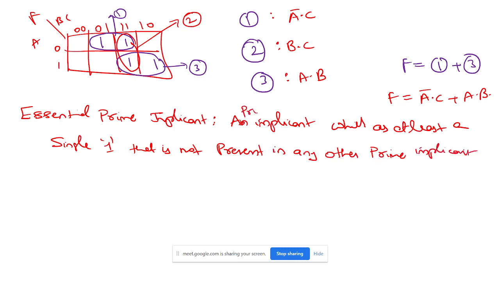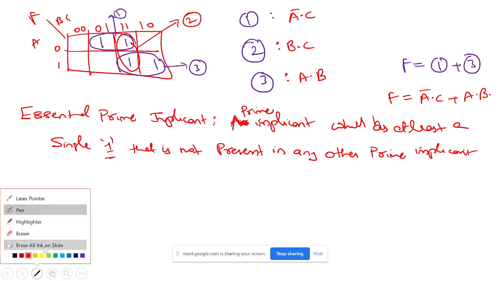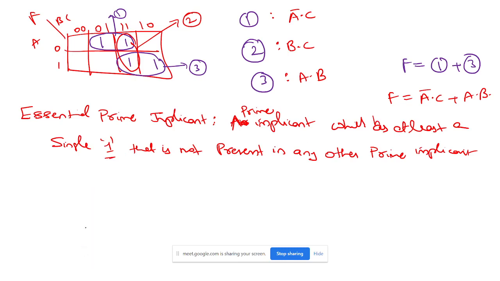This is a prime implicant, okay? A prime implicant which has at least a single one, okay? Now you look at this, you can ask, sir, what is prime implicant? Okay, we'll come back to that. Just understand this. There is something called as prime implicant. We will differentiate it very clearly.